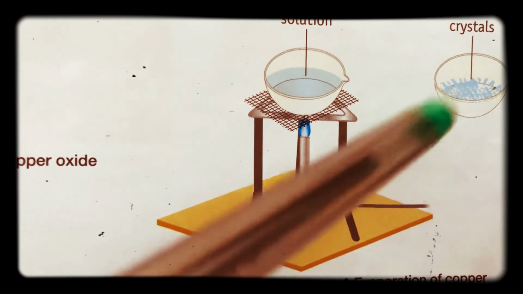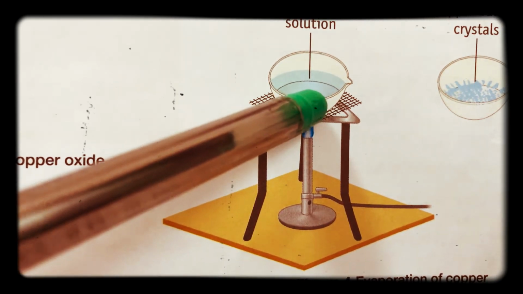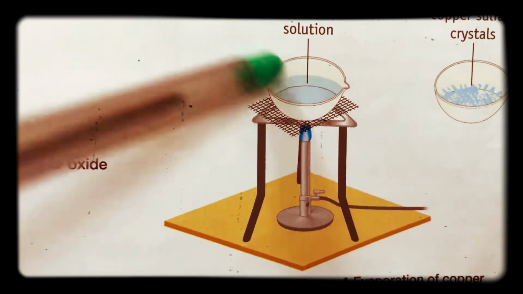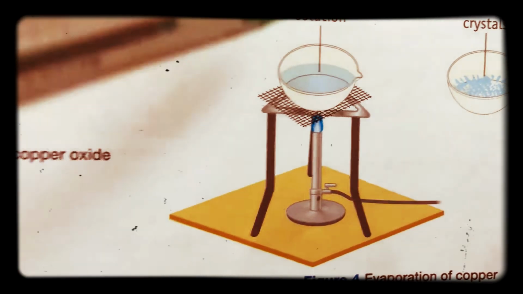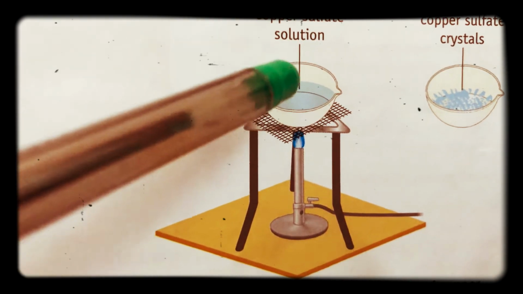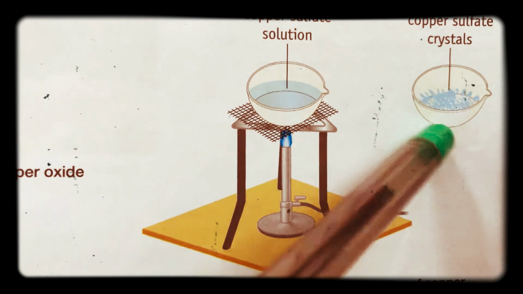That's what we were looking at. It's all because the water particles here become steam and water vapor, and they leave the dish. Okay, so the copper ions that are left behind, the sulfate ions which are left behind, they combine together and they make this pure copper sulfate.